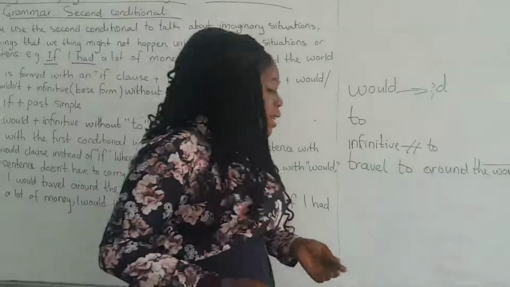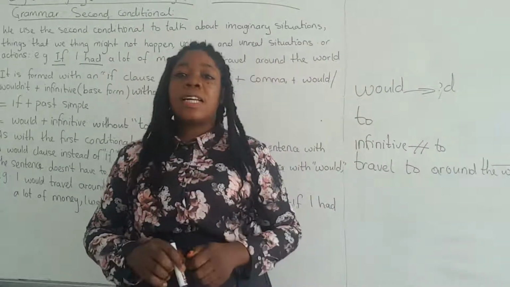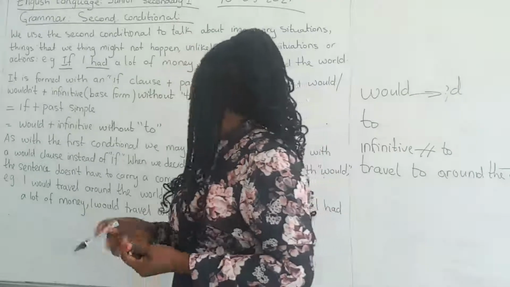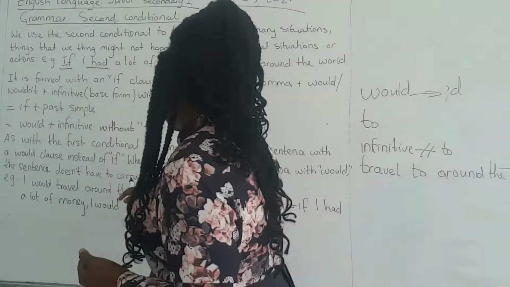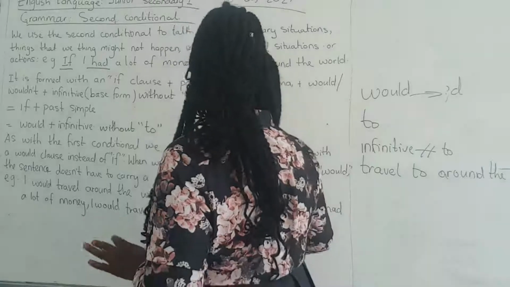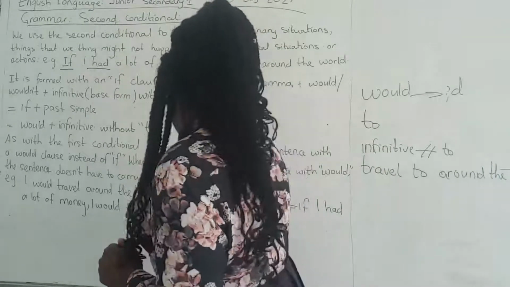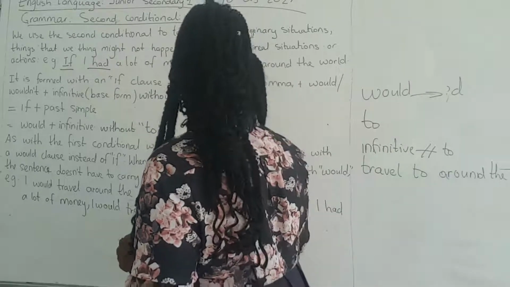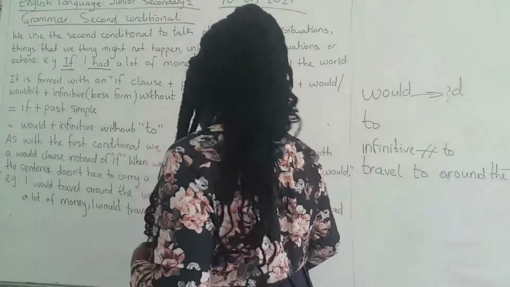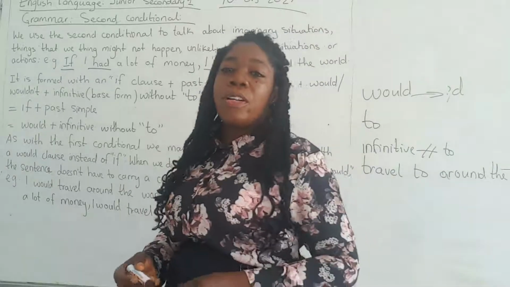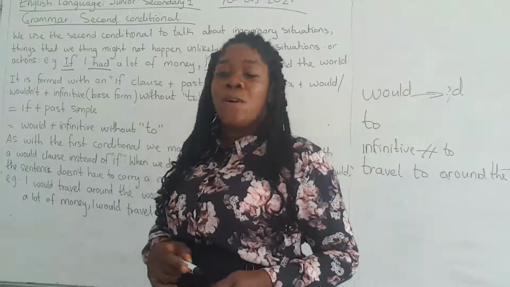Either you add a comma or not, the sentence remains the same. The meaning of the sentence doesn't change. It remains identical as here. If I had a lot of money, I'd travel around the world. It's the same as I'd travel around the world if I had a lot of money.